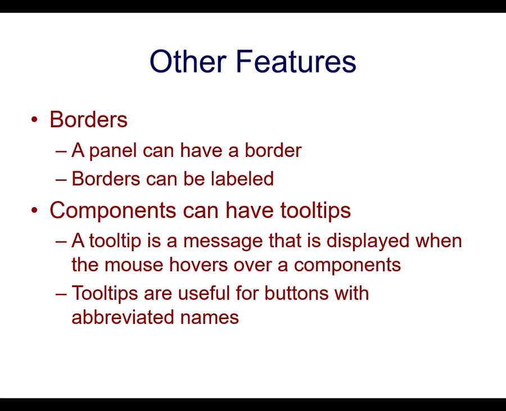We conclude with several other useful features that can be used in conjunction with panels and components. The first of these is borders. Panels can have borders, and those borders can be labeled. The second are tooltips. Components, primarily buttons, can have tooltips. A tooltip is a message that is displayed when the mouse hovers over a component. Anyone who has used a commercial program is likely familiar with this behavior. Tooltips are useful for buttons that contain abbreviated names or icons whose meaning might be unfamiliar to some users.